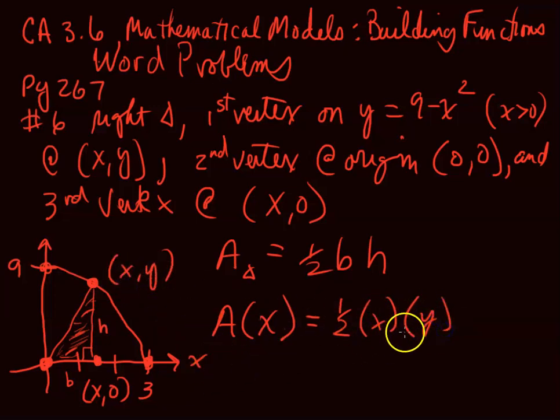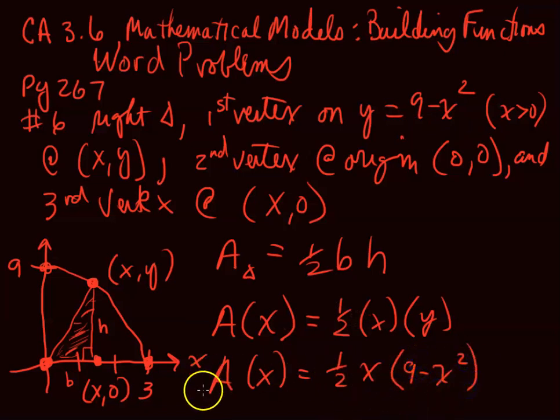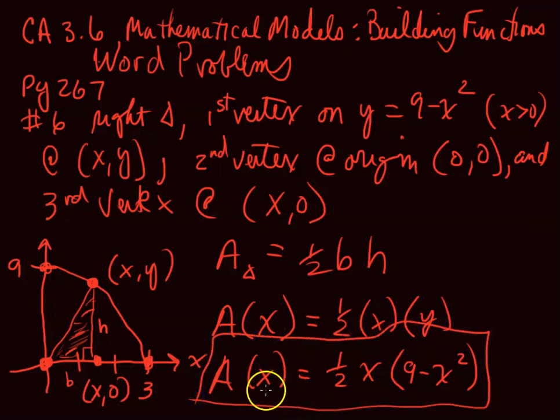But we don't want y, we want A of x, A in terms of x. So it means get rid of every other variable somehow. So I'm going to change that y because I know y is 9 minus x squared. So this is, we could simplify it more perhaps, the function A in terms of x. Okay.